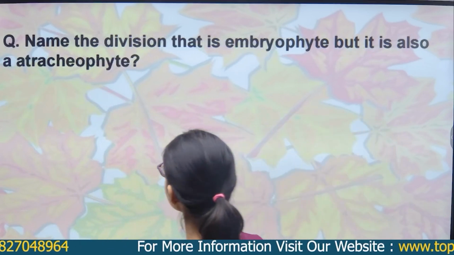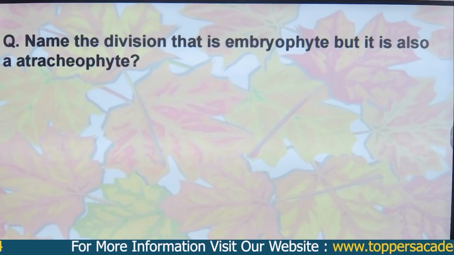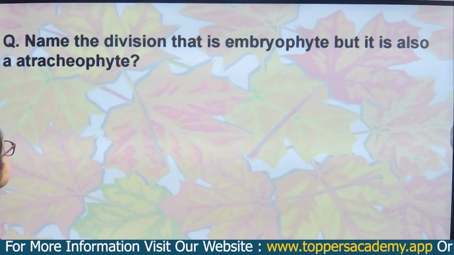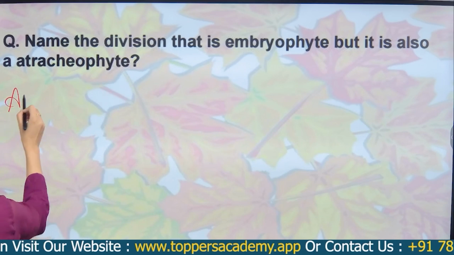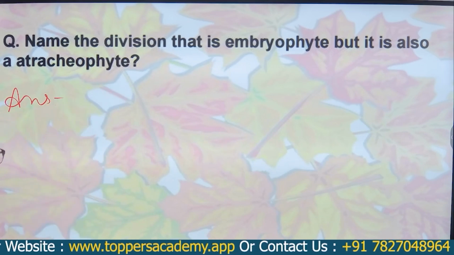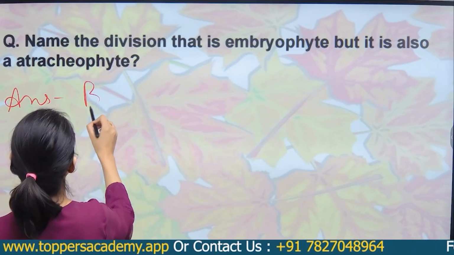So the next question is, name the division that is an embryophyte but is also an atracheophyte. We already read this. The answer will be bryophyte.